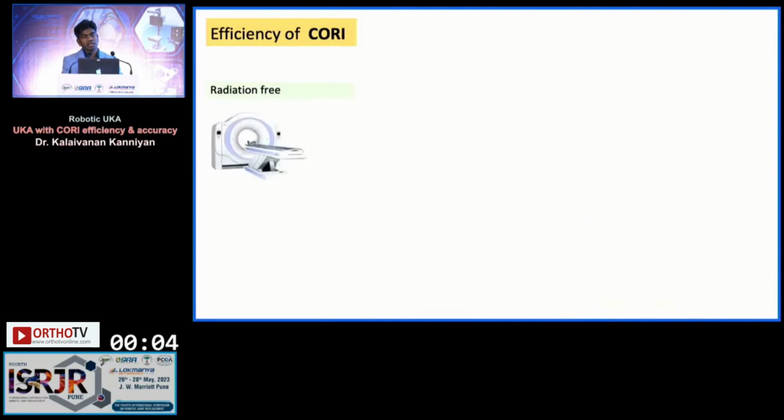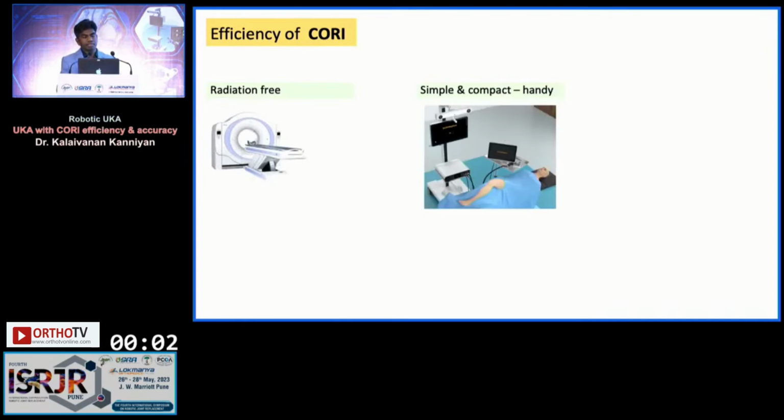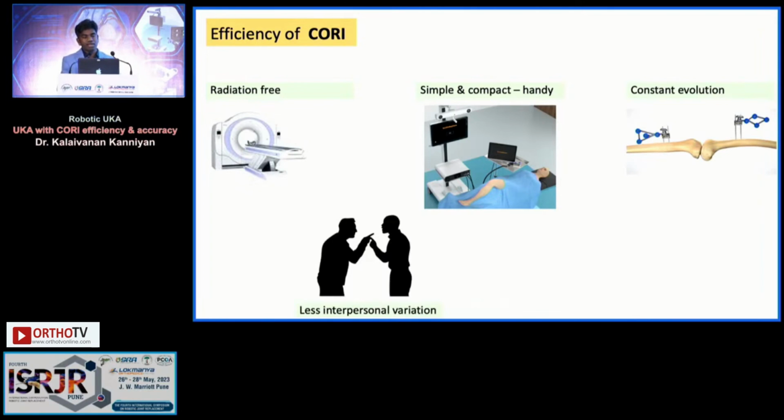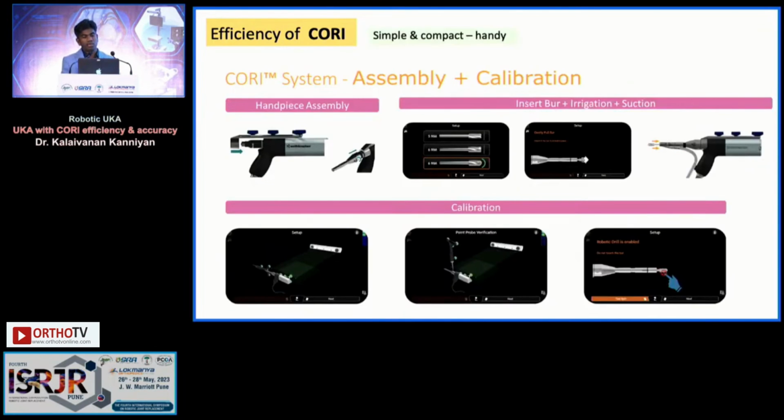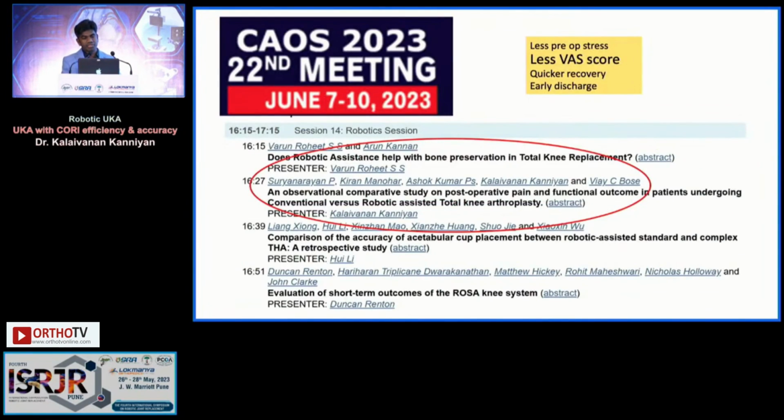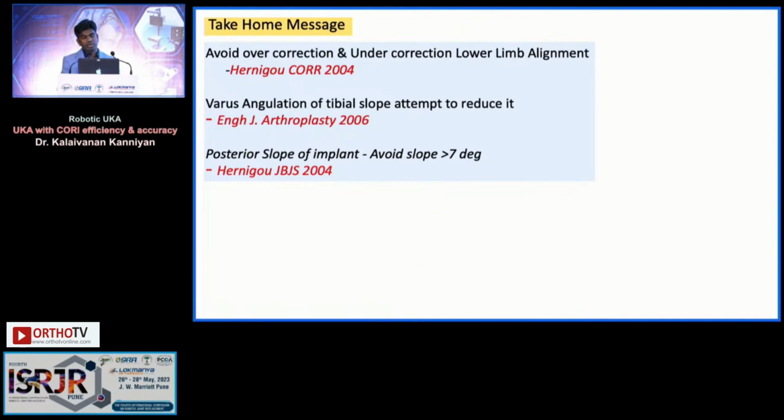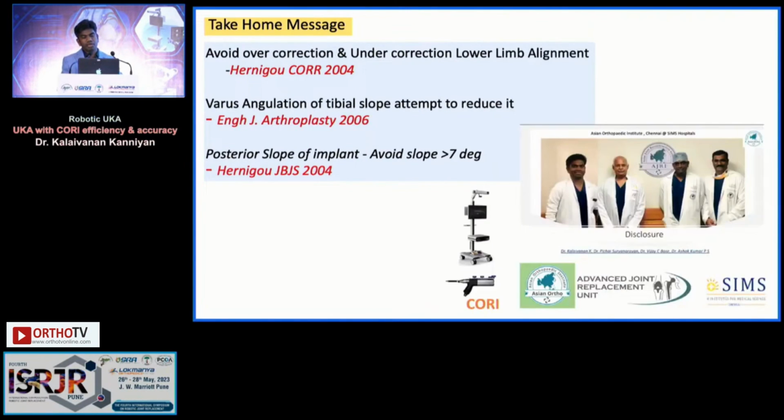So in terms of efficiency, it is radiation free, simple, compact and handy, and there is constant evolution in the technology, as we can see from Navio to CORI. Interpersonal variation is very less, and it is semi-haptic, where both robotics and humans go hand in hand. Again, it is a quick registration, and early discharge and pain score are valid points. So take home message: avoid overcorrection, undercorrect, avoid varus angulation of the tibial slope and the posterior implant, and avoid slope of more than 7 degrees. Thanks.